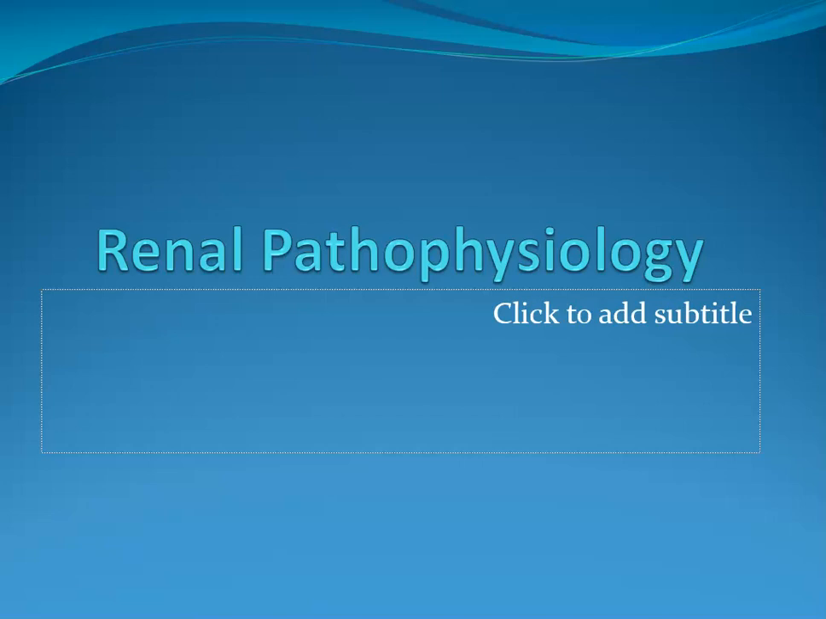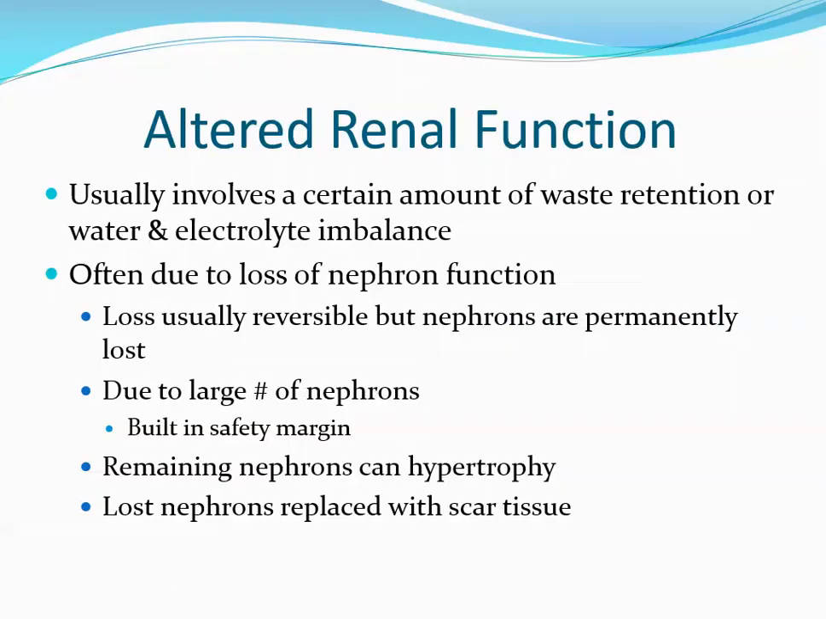In this unit, we are going to look at problems associated with the kidney. Altered renal function usually involves a certain degree of waste retention or water and electrolyte imbalances. This is often due to the loss of nephron function. This loss is usually reversible, but nephrons are permanently lost. They cannot regenerate. However, due to a large number of nephrons, there is a safety margin.